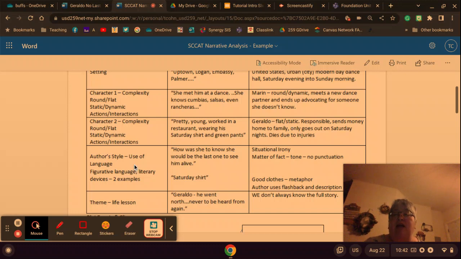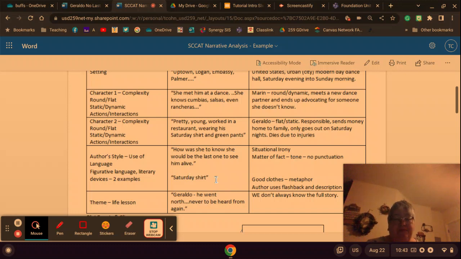Okay, author style. How does the author use language? So you need to show me at least 2 examples of figurative language or literary devices. So you could mix and match, or they could both be figurative language, they could both be literary devices. It's up to you. So how was she to know she would be the last one to see him alive, is the quote from the story. This shows situational irony. It's very matter of fact. There's no punctuation. It's almost like the author's in shock. So that would indicate tone.